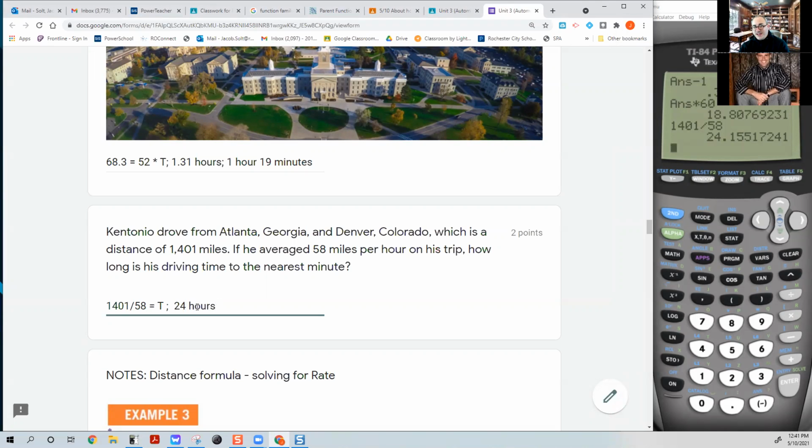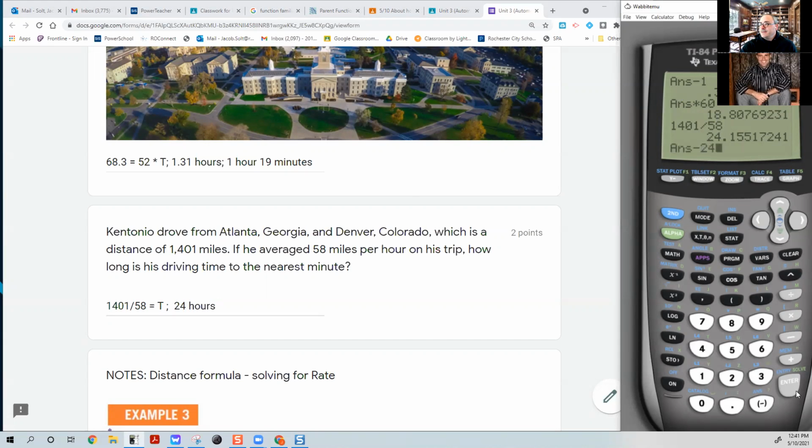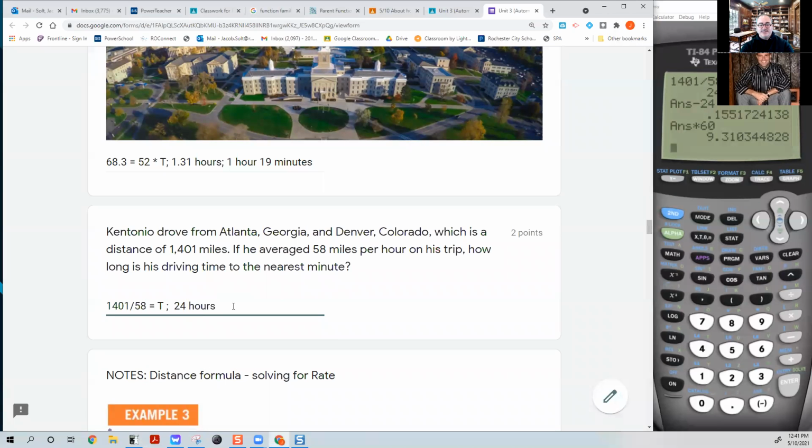So he's going to be driving for 24 hours and some change. Well, all I have to do now is convert the change into minutes. That's not too bad. I'm going to subtract 24 to get rid of all those hours I don't want to deal with. Now I've got the change. I'm going to multiply this by 60. This is a fraction of an hour, or a decimal of an hour. If there are 60 minutes in an hour, multiplying by 60 gives me the minutes. So it'll be 9 minutes. 0.155 hours is equal to about 9 minutes. So 24 hours and 9 minutes.